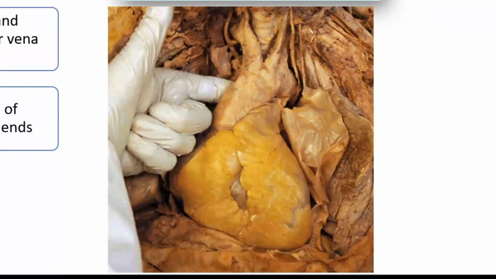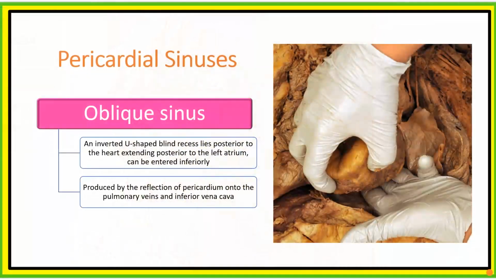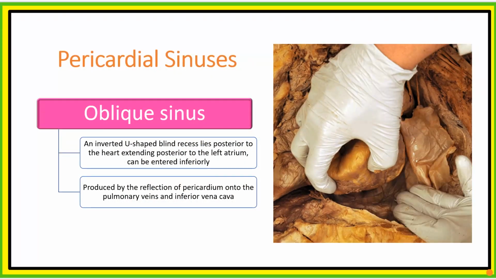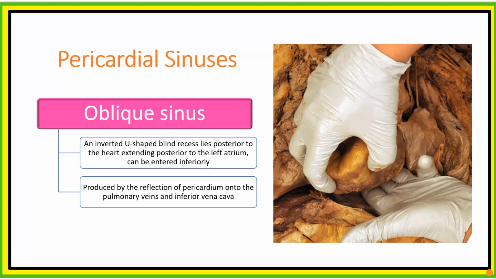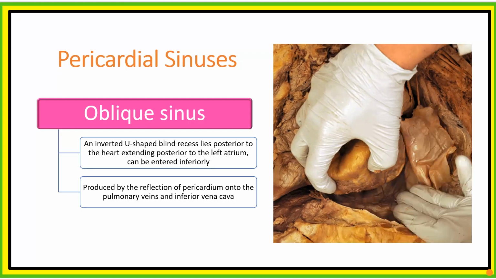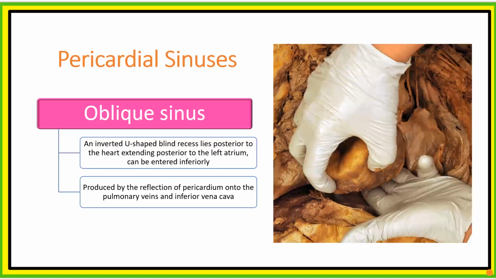The oblique sinus is an inverted U-shaped blind recess. It lies posterior to the heart, extending posterior to the left atrium, and can be entered inferiorly.